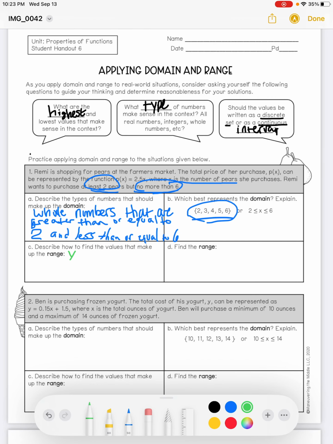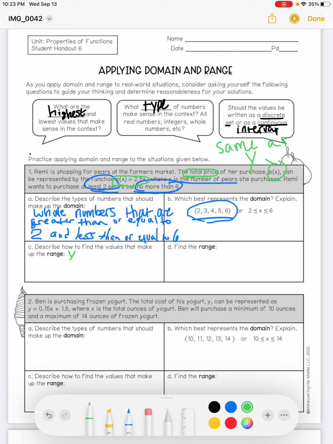Remember when I taught you function notation, I said that p of x, this guy right here, is the same thing as y. So whenever you see p of x, you can just replace that with y. I have an equation here that says y equals 2.5x, and the y stood for total price. So our range is total price, and we have an equation for it, right? That p of x equals 2.5x.